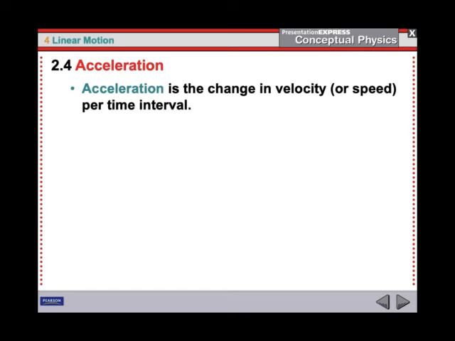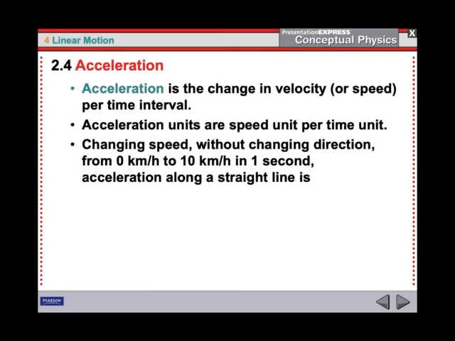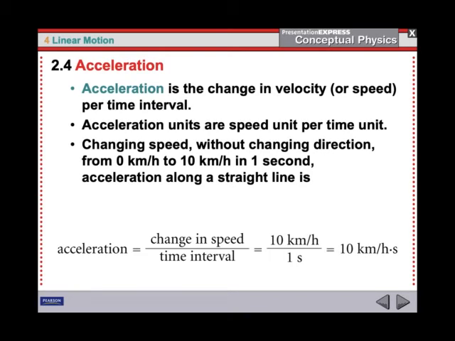So acceleration is change in velocity or speed per time interval. Acceleration units are speed units per time unit. Whoa. Changing speed without changing direction from 0 kilometers per hour to 10 kilometers per hour in 1 second. The acceleration is in a straight line. There's our math. Now we have this weird unit here that's very, very strange. Kilometers per hour, seconds. Very, very strange. The reason that we have this is because kilometers per hour are the speed unit, and the time unit is seconds.